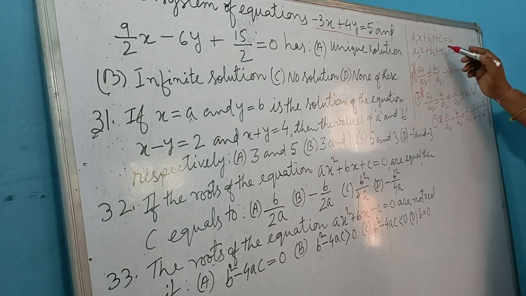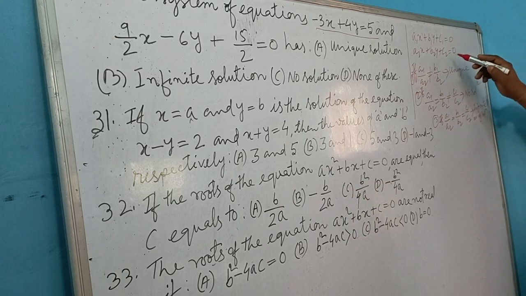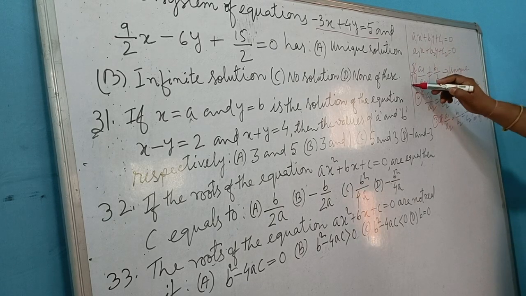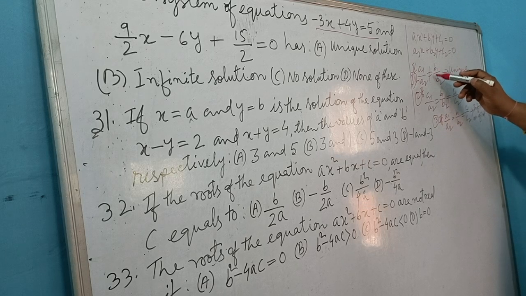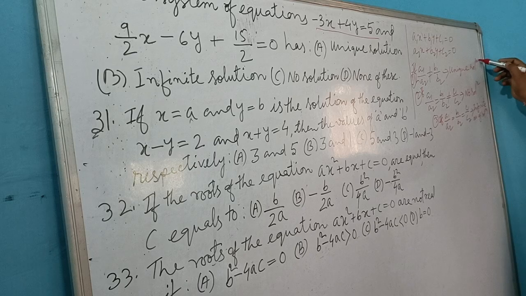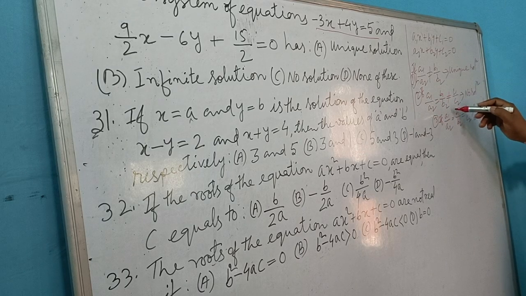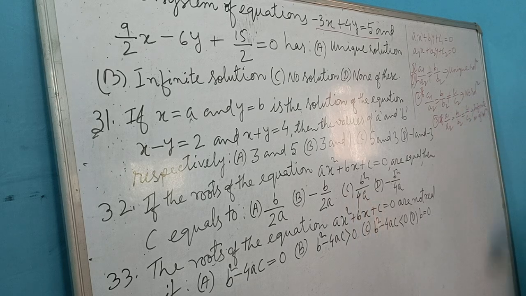For a pair of linear equations a1x + b1y + c1 = 0, a2x + b2y + c2 = 0, if a1/a2 is not equal to b1/b2, then it will have a unique solution. If number 2 is satisfied, a1/a2 = b1/b2 not equal to c1/c2, no solution. Now if a1/a2 = b1/b2 = c1/c2, then we know infinite number of solutions. That's algebraically what you have to remember.